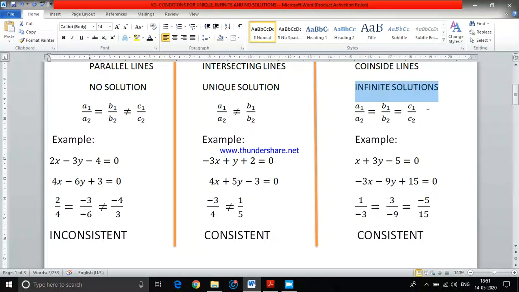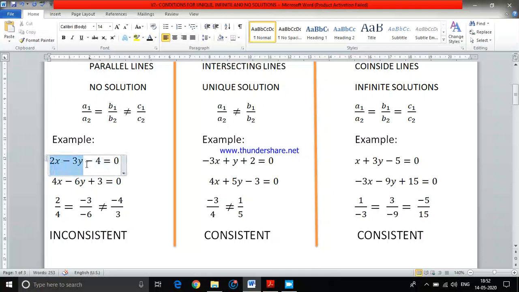This all we already discussed in the last video. We are just recapping the topic. Now just take an example to understand what we mean by no solution, what we mean by unique solution, what we mean by infinite solutions. In the last class we also discussed, on the pair of given equations, how to get the values of a1, a2, b1, b2, c1, c2 and all.